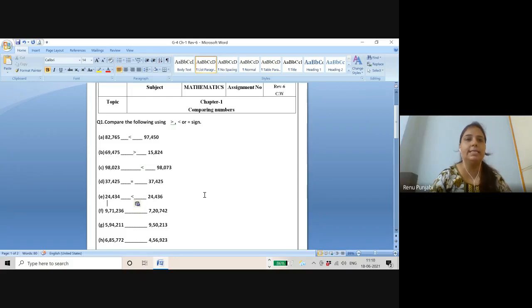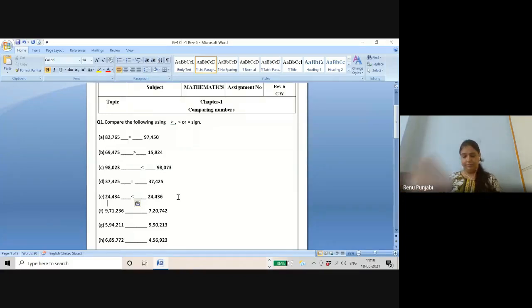24,434 is less than 24,436. Got it? This is the less than sign. So we can say this number is less than this number. So automatically this will be greater? Yes or no? Yes. So when you read the sentence, 24,434 is less than 24,436. I will go to the next child, Mohammed Momin.